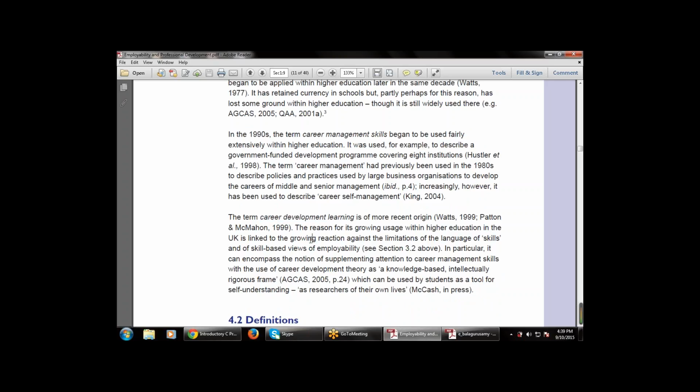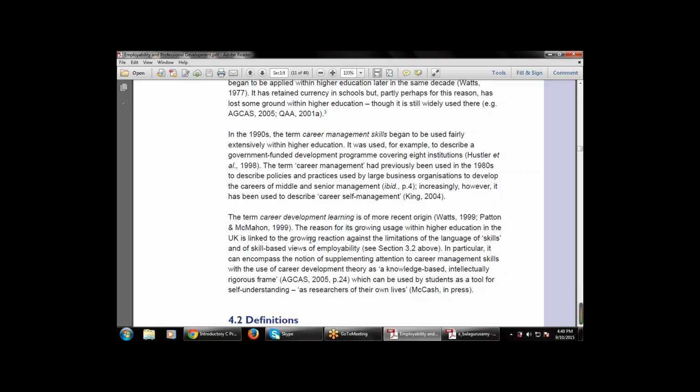The term career development learning is of the most recent origin, and we can say there is a growing demand for career development learning. The reason for its growing usage within higher education in the UK is linked to a growing reaction against the limitations of the languages of skills and of skills-based views of employability.